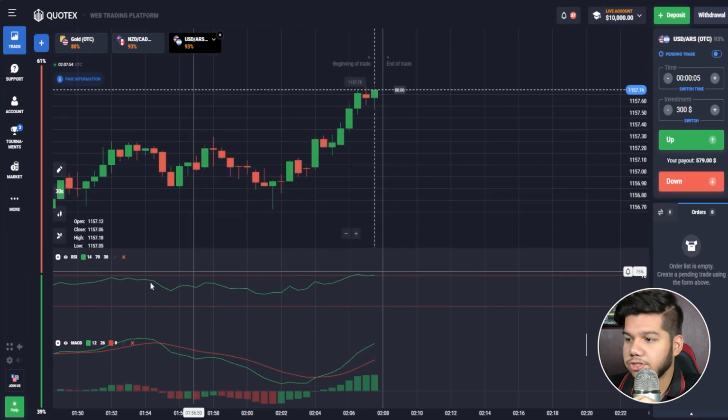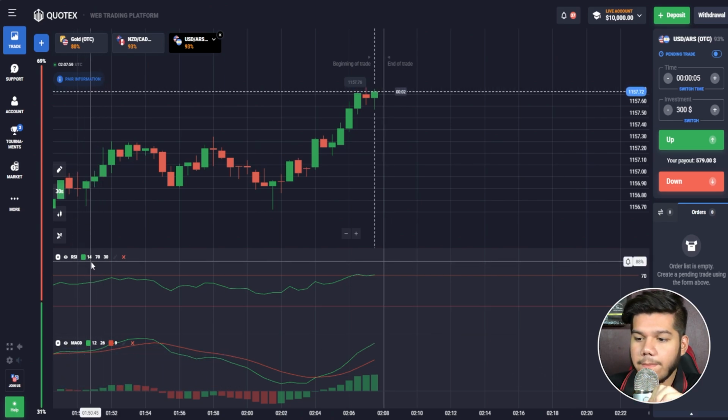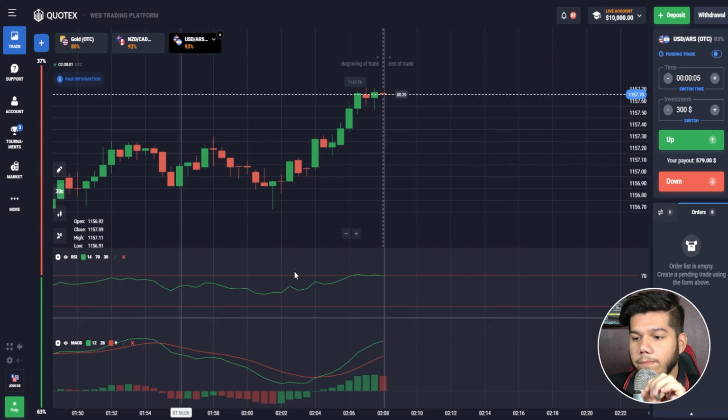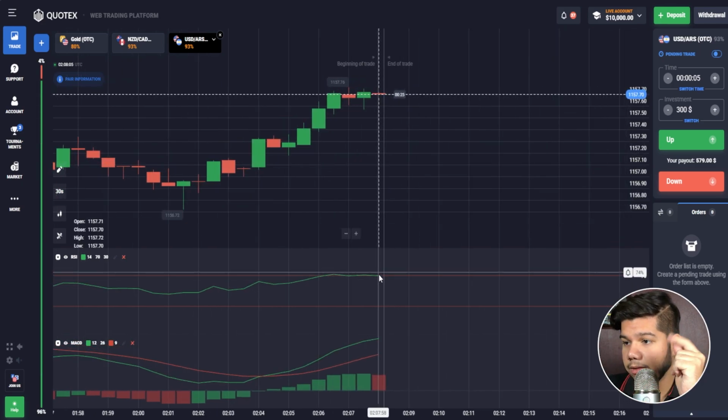So here I am on my trading screen. The indicators I will be using are RSI and MACD. You can see the attributes for both of the indicators, the RSI and the MACD. So let me explain the trading plan quickly.